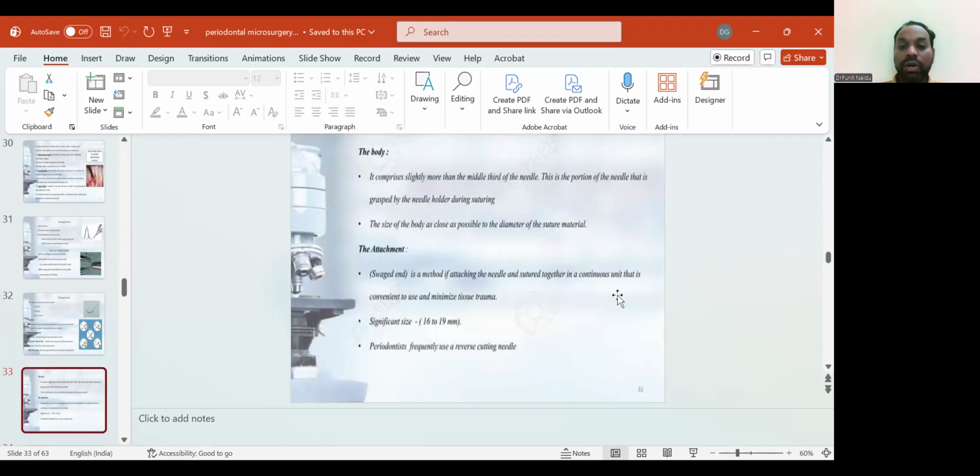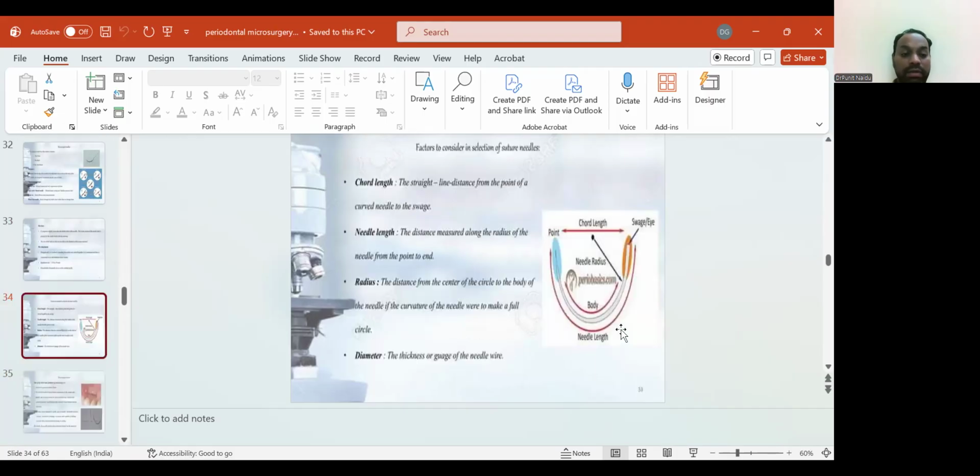The body comprises slightly more than the middle third of the needle, and it is the major portion of the needle that is grasped by the needle holder during suturing. The size of the body is as close as possible to the diameter of the suture material. The attachment, or swaged end, is a method of attaching the needle and suture together in a continuous unit that is convenient to use and minimizes tissue trauma. Significant size is 16 to 19 millimeters. The majority of periodontists use reverse cutting needles.